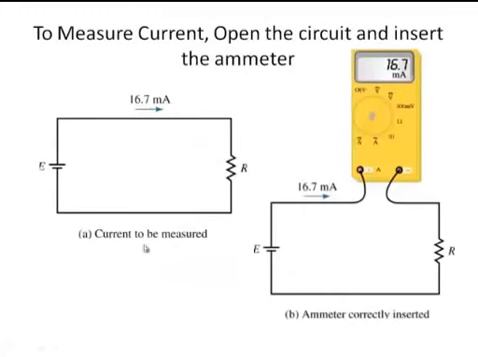We have a circuit to be measured. We break the circuit. We note that the current is flowing this way, so it's flowing from the positive terminal of the battery. It's going to flow through the positive terminal of the meter to the negative terminal, through R, and then back to the negative terminal of the battery.